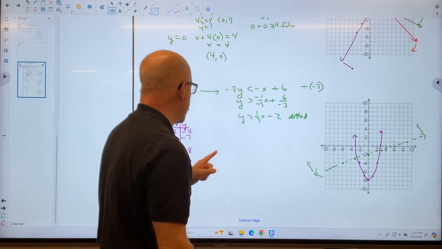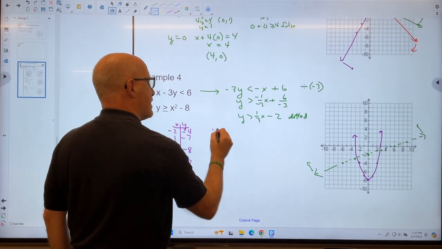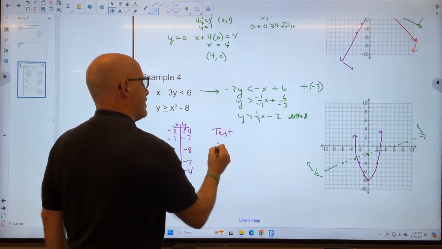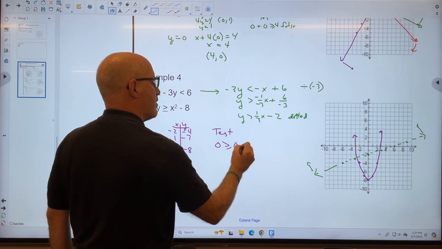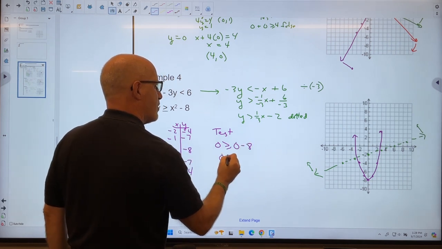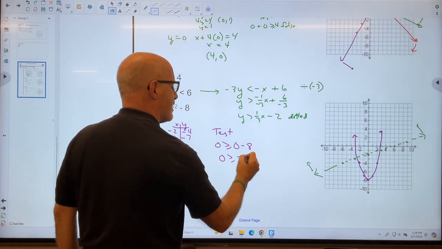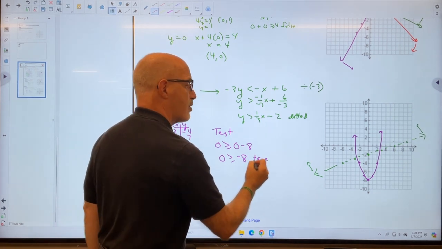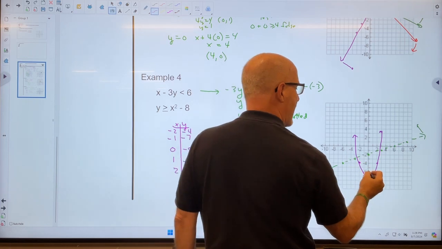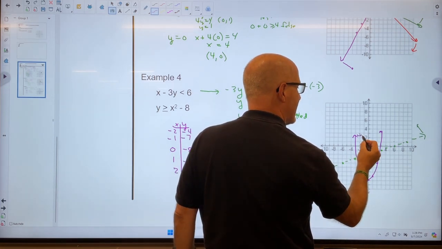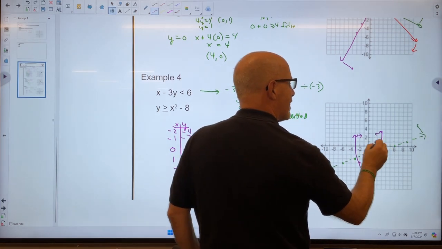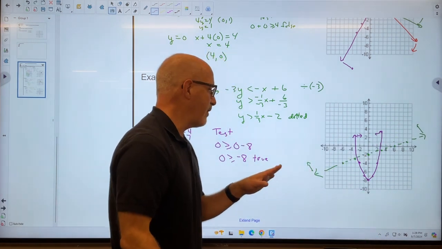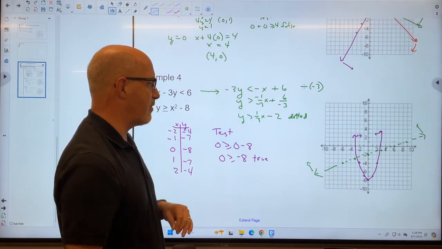So let's test (0, 0). Here's my test: is 0 greater than or equal to 0 minus 8? Is 0 greater than or equal to negative 8? The answer is yes, that's true. So I'm going to shade on the side of that. That means I'm going to shade inside of it. Outside would be if I had gotten a false statement for that.